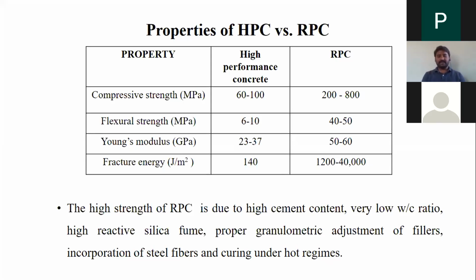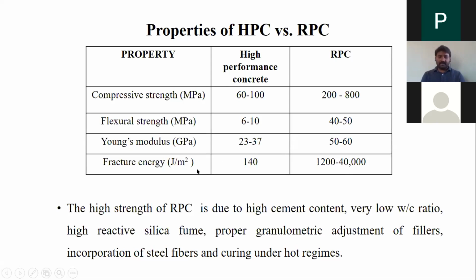So that comes under high performance concrete, and reactive powder concrete is an ultra high performance concrete because of these three reasons. One is the compressive strength, which ranges from 200 to 800 MPa. Coming to flexural strength, for high performance concrete it is 6 to 10 MPa, and for reactive powder concrete it is 40 to 50 MPa. Young's modulus is also very high for this. And fracture energy. What do you mean by fracture energy? Imagine your concrete starts cracking because of high loading. High performance concrete can take up to 140 joules per meter square of energy. But reactive powder concrete takes around 1200 to 40,000 joules per meter square of energy.